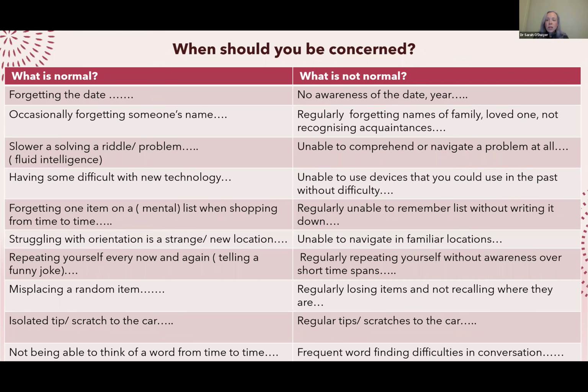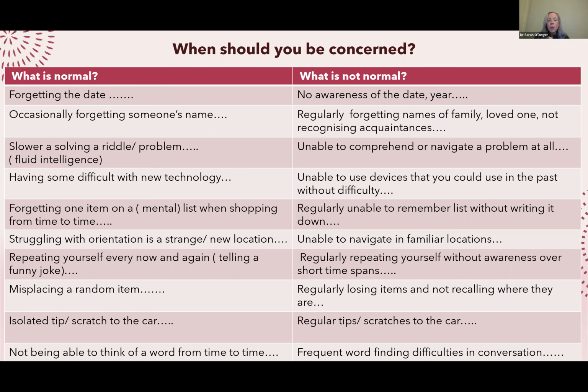Occasionally forgetting someone's name, an acquaintance that you may not see very often, and when you meet them, the name doesn't come to the tip of your tongue. You just can't think of their name, but you clearly recognize their face. That's a normal process that happens to people at any age. Regular forgetting of family members or even acquaintances that you don't know very well, and not recognizing their faces, that's concerning. There's a problem with that, okay?